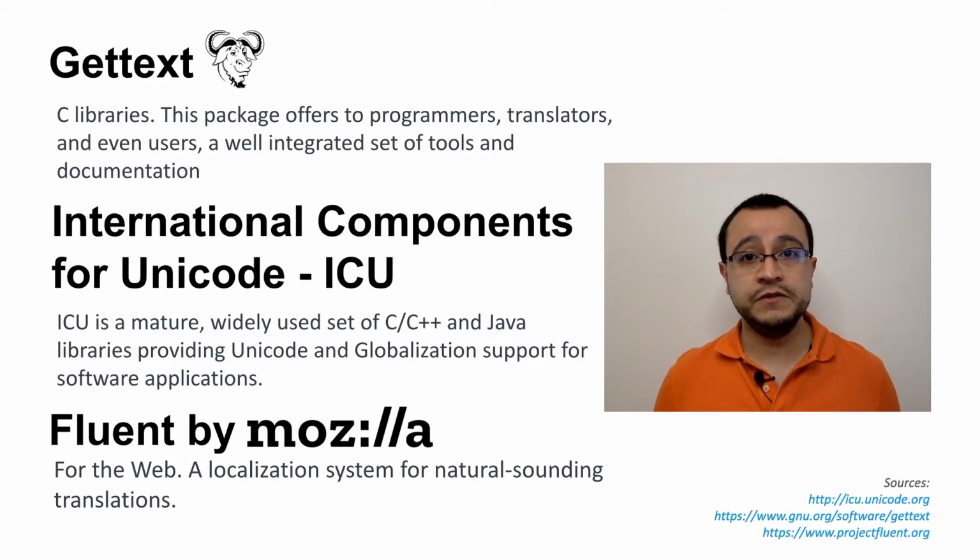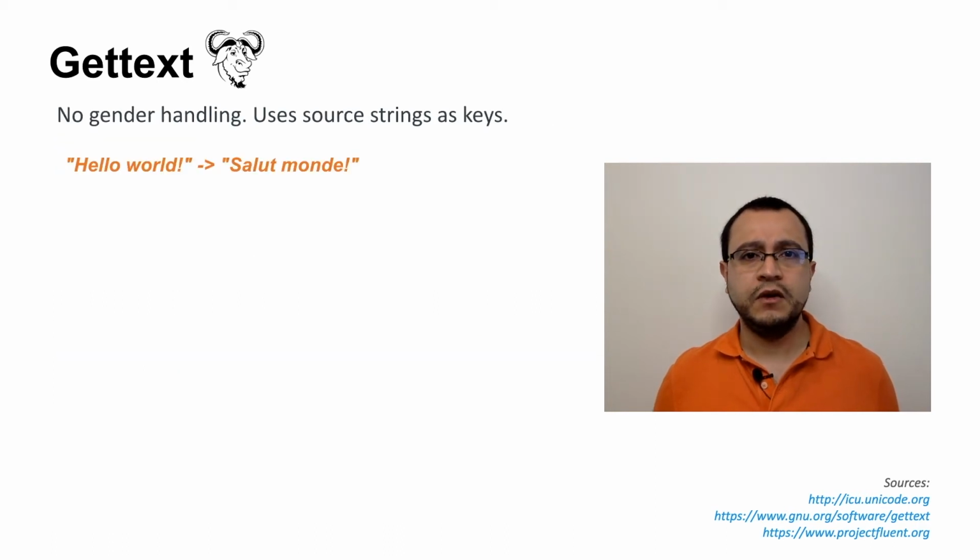They have solved problems found in the previous ones, and you can find many different blog posts talking about these systems, their strengths, and the problems they solve. Let's talk about some of them. On Gettext, we don't have gender handling. It uses source strings as keys, which generates bilingual catalogs. This means you bundle both the source and the target language.